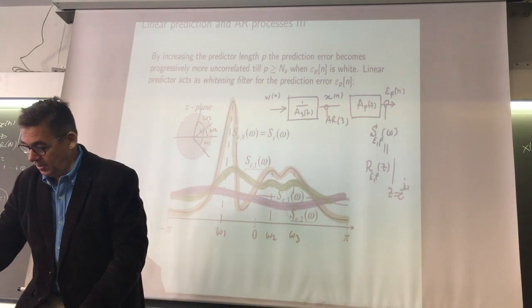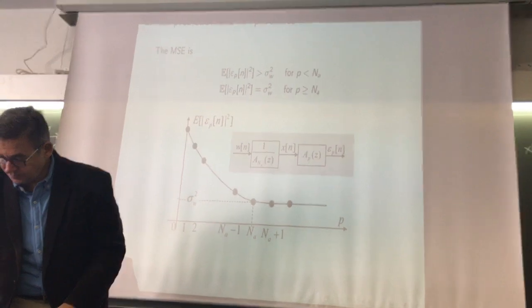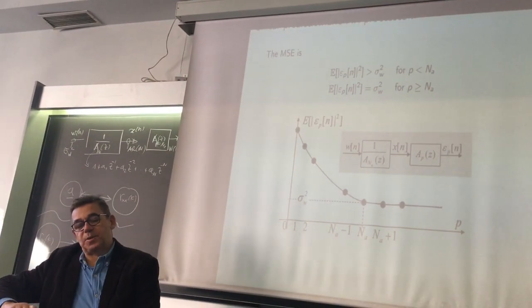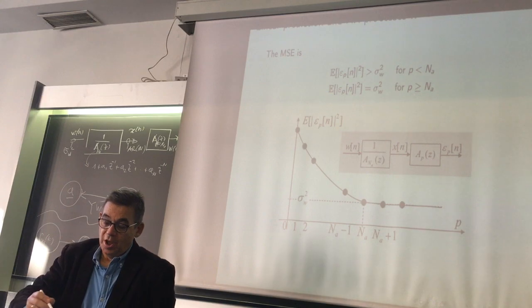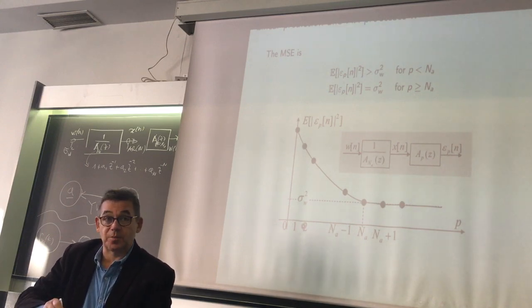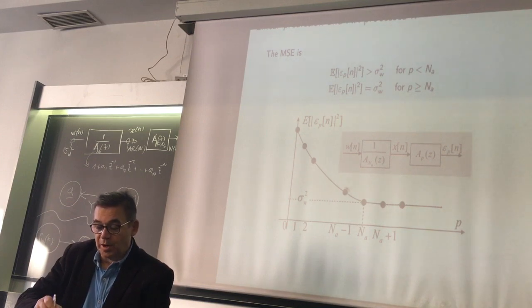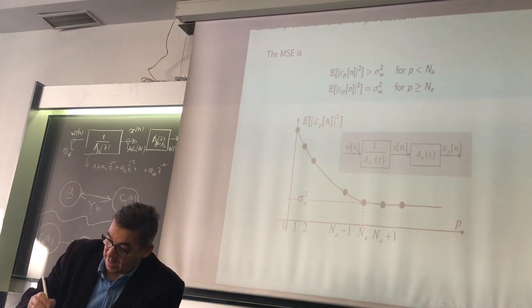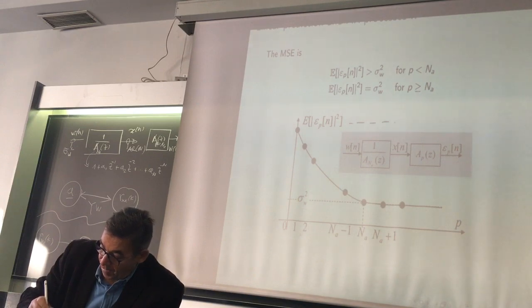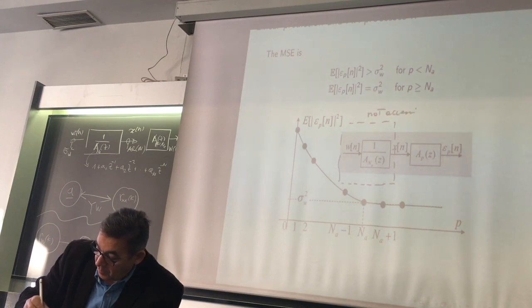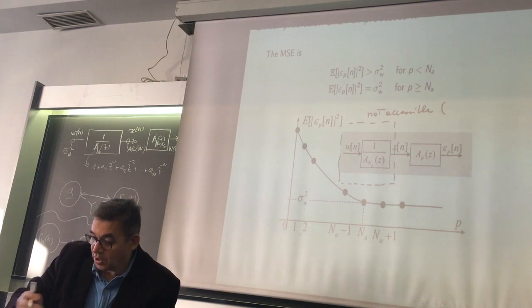So I expect that, if I represent the power of the prediction error versus the length of the linear predictor, then the more I increase the linear predictor, the lower is the power of the prediction error. Remember, it's in this chain. And sometimes this part is not accessible, which means you cannot see it.